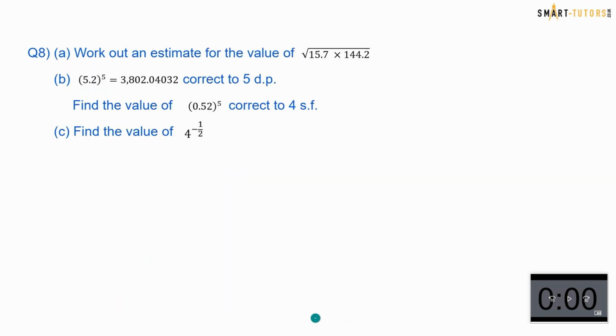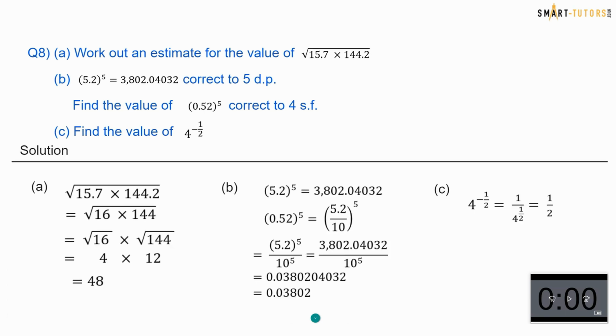Work out an estimate for the value of the square root of 15.7 times 144.2. Then a power question is given: find the value of 0.52 to the power 5, correct to 4 SF, where SF stands for significant figures and DP stands for decimal point. Then find the value of 4 to the power minus half. Lots of parts here. Altogether it is 5 marks for these questions.